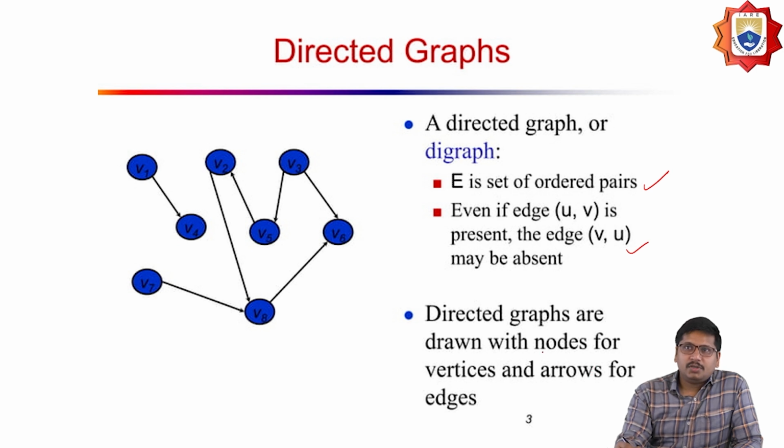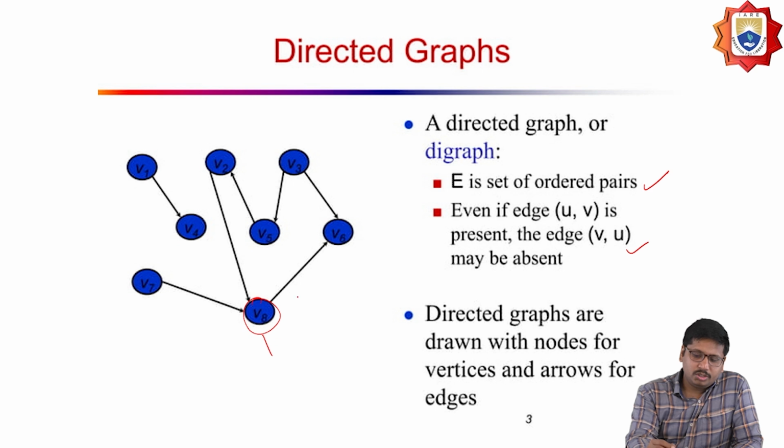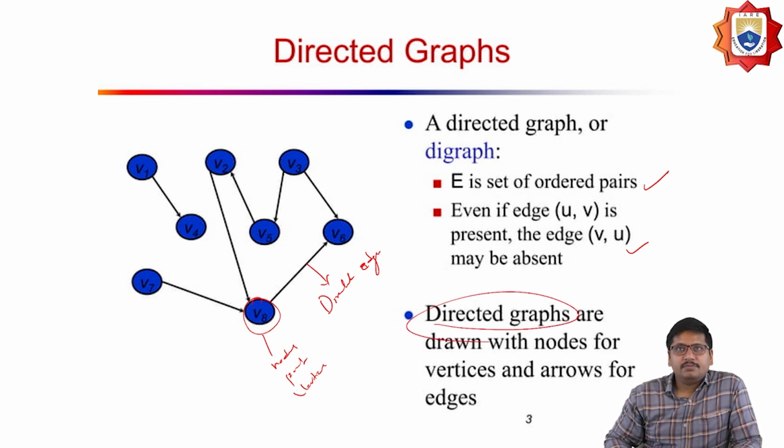Directed graphs are drawn with nodes for the vertices and arrows for the edges. So in a directed graph, the vertices are presented in the form of nodes, or points, and the directed edges are drawn between them.